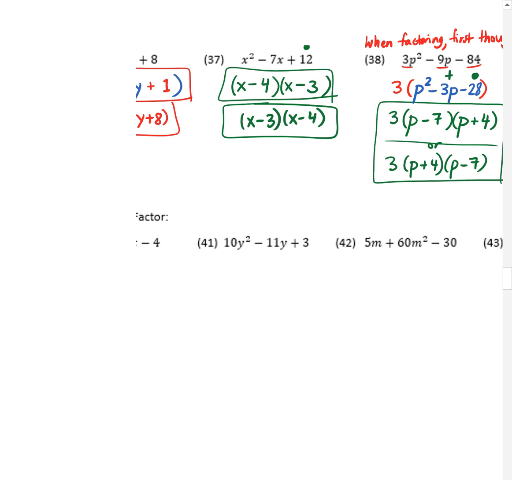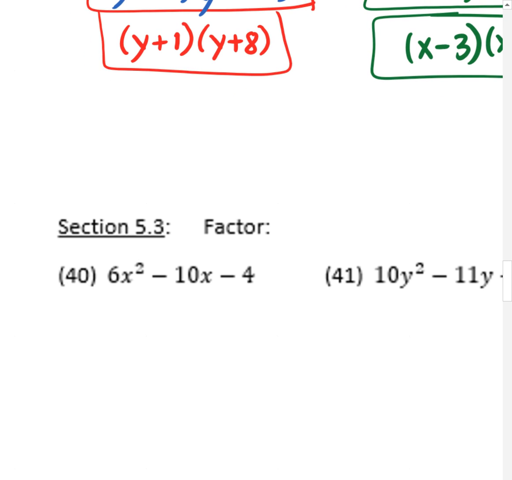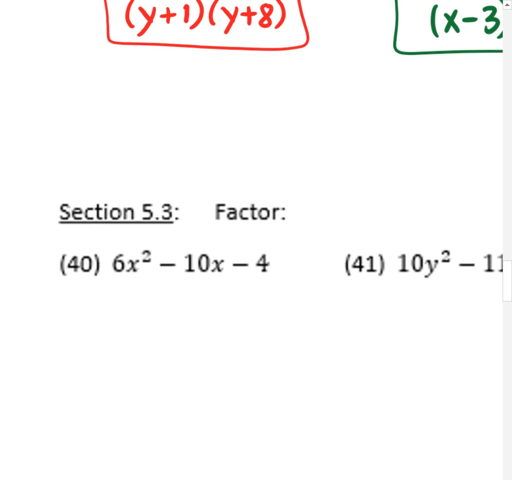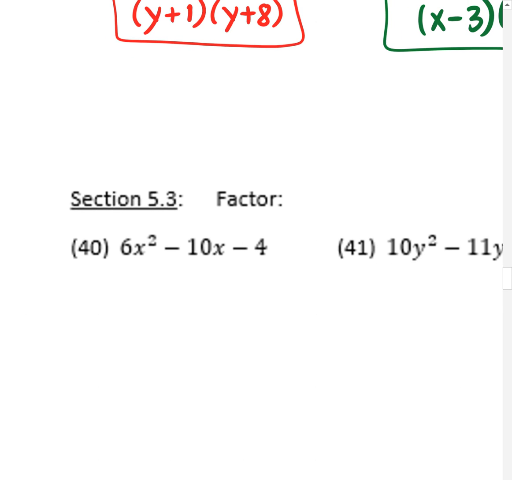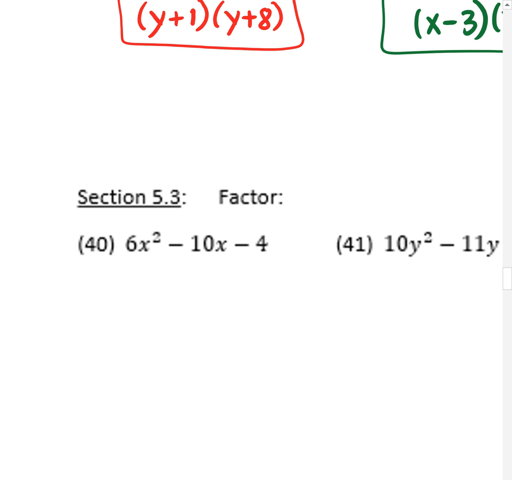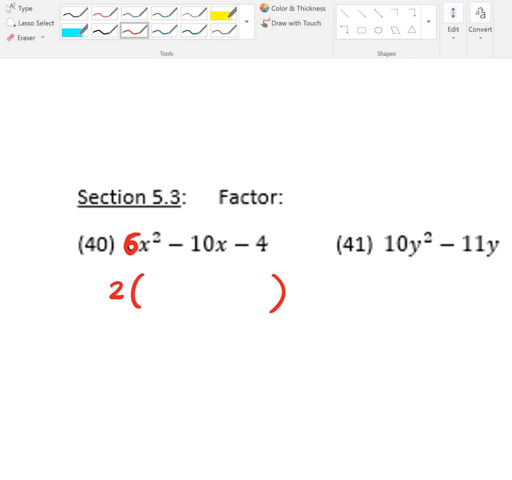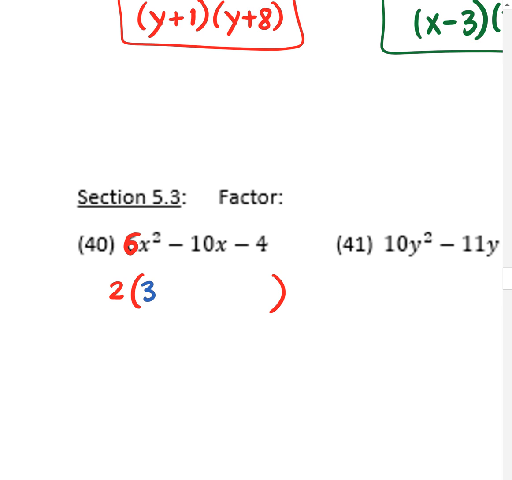Okay, let's see, where are we now? The next section. These ones are a lot more difficult. This section was where you have a trinomial, like in the last one, but you have a number in front of x squared. It's not just going to be something x squared, something, something. You have a 6 there. Also, this problem has a GCF. The coefficients 6, 10, and 4 have a 2 in common. I'm going to factor 2 out. That might make my life a little easier. If I take 2 out, 3x squared minus 5x minus 2 is left.